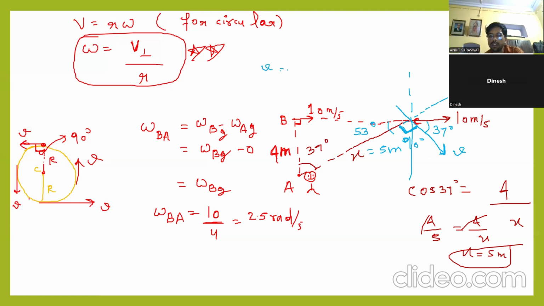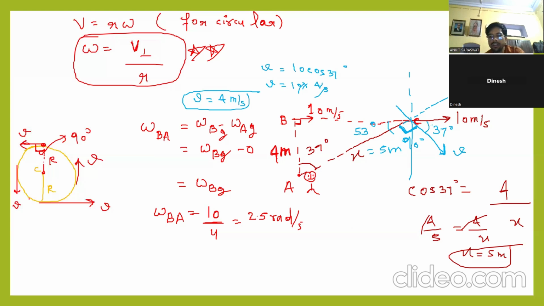This V will be what? 10 cos 37. Cos 37 is 4 by 5. So velocity will be 4 meter per second. This V, that is 4 meter per second, is perpendicular to the R. R means from the observer. Clear? Sir, it's very difficult to understand this.